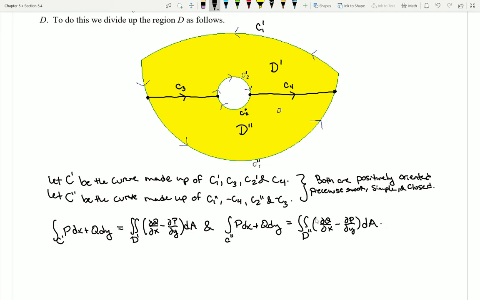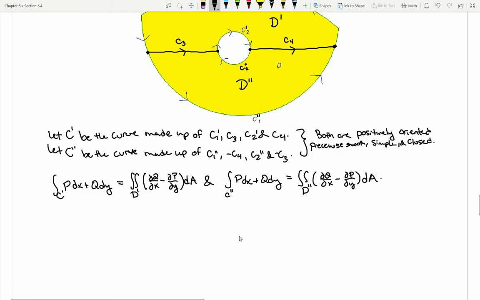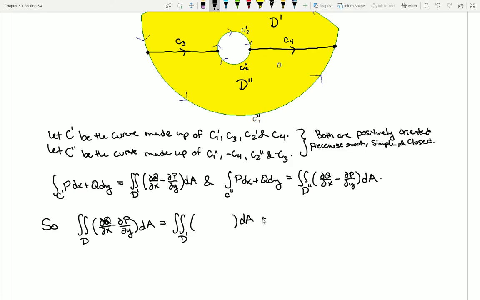So if I could add these two things up, I could hopefully get the result that I'm looking for. So take a look really quickly. I'm going to go ahead and state that if I had the double integral over D of my ∂Q/∂x minus my ∂P/∂y, that this here is certainly going to be equal to the sum of my two other integrals here. So the integral over D prime plus the integral over D double prime.